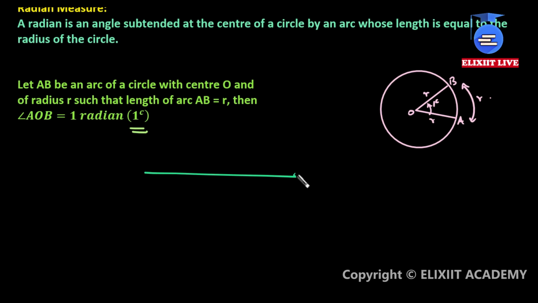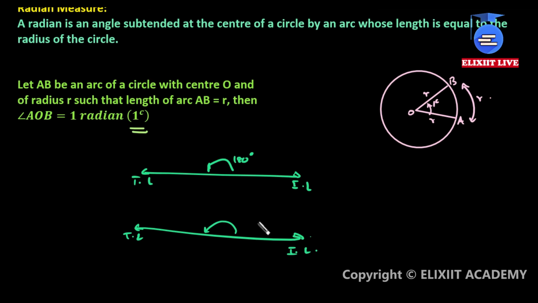In degree, I told you the straight angle is 180 degrees. This is your initial line, this is the terminal line. We are rotating by 180 degrees. And in case of radian measure, the same thing: if this is the initial line and this is the terminal line, this is known to be pi radians. The standard way of writing 180 degrees in terms of radian measure is pi radians.